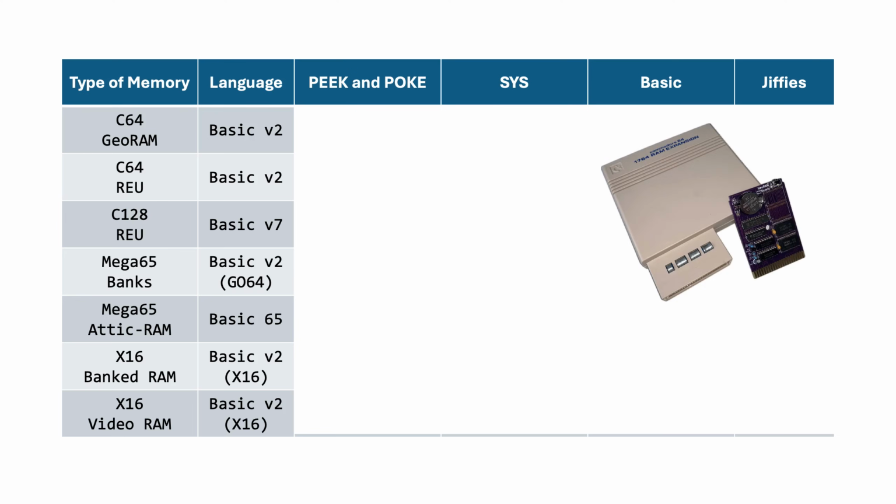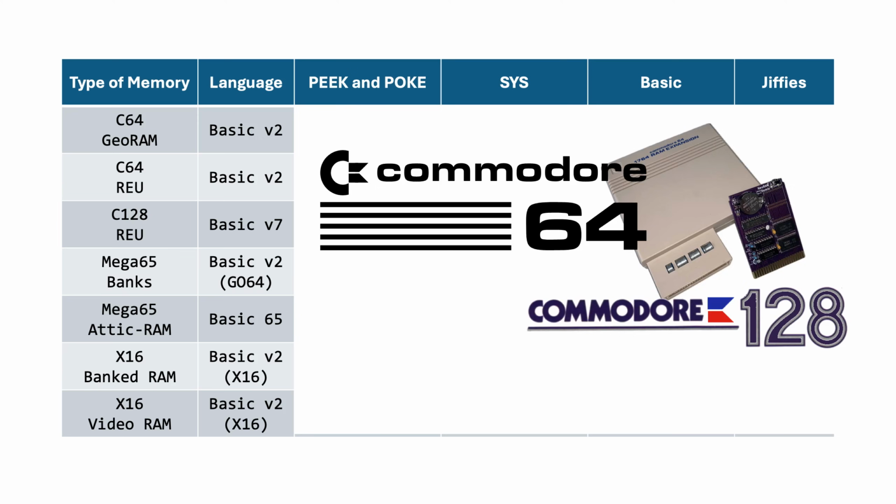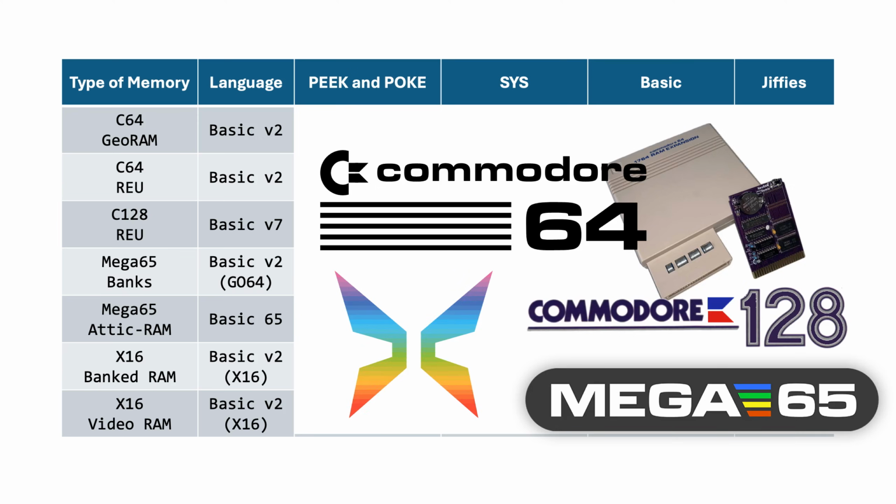I'll cover the GeoRAM and the REU for the Commodore 64 and 128. I'll also cover the X16 and the Mega65. These don't support memory expansions, but they come with way more built-in RAM than regular BASIC can chew.